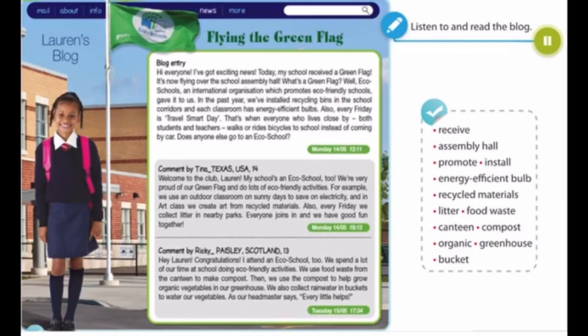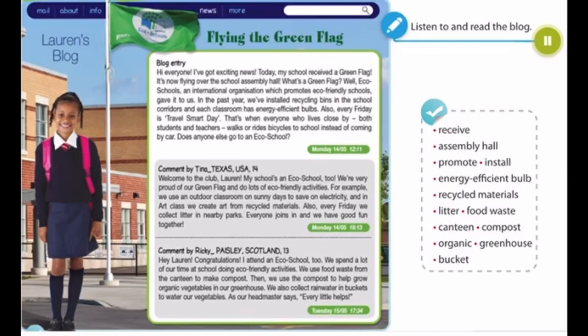Monday, the 14th of the 5th, 12:11. Comment by Tina, Texas, USA, 14. Welcome to the club, Lauren. My school's an eco school too. We're very proud of our green flag and do lots of eco-friendly activities.